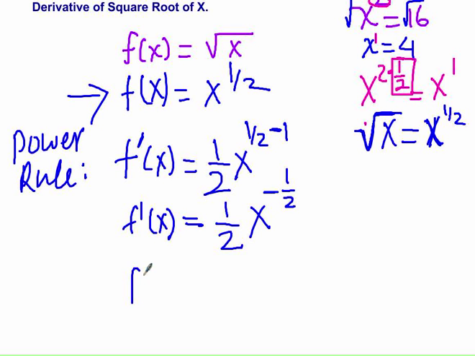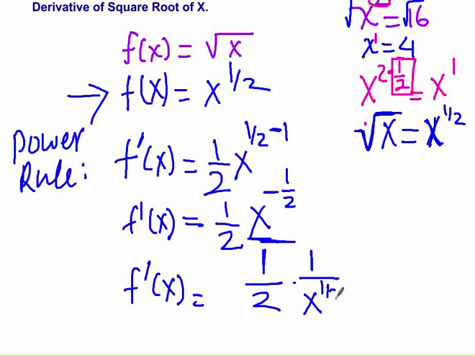Now we rewrite f prime of x as 1 over 2 times, and then this term we rewrite as 1 over x to the power of positive 1/2. Notice how the negative 1/2 is changed to positive 1/2. This is the reciprocal. So the last step would be f prime of x would then be, we multiply numerator times numerator, denominator times denominator. So you have 1 times 1, which is 1, over 2 times x to the power of 1/2.